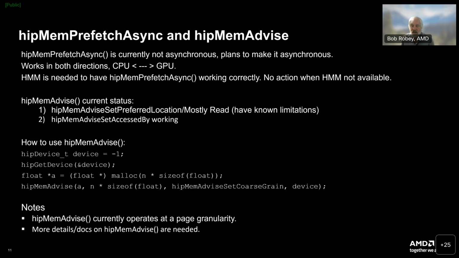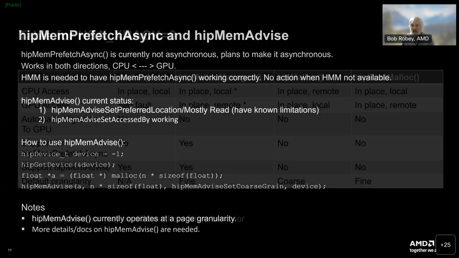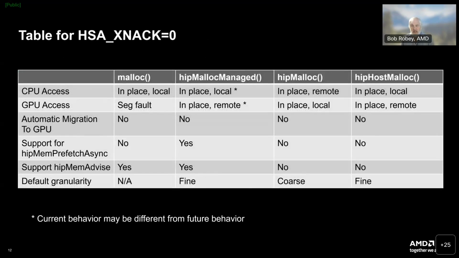The low-level details on that are still being developed for these presentations. So for XNACK equals 0, we have 4 different ways we can allocate memory. As you recall from earlier, hipMallocManaged is the one we recommend, and that one will automatically migrate, but we have HSA_XNACK equals 0.